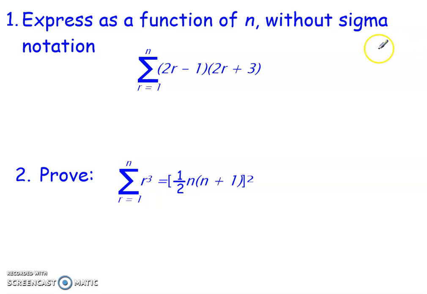So I want you to express the first one as a function of n without the sigma notation, so similar to the one that we did in the video. And then I want you to prove this identity. So I want you to prove that the sum of r equals 1 to n of r cubed is equal to this here. So something for you to think about. So pause the video and have a crack at these.